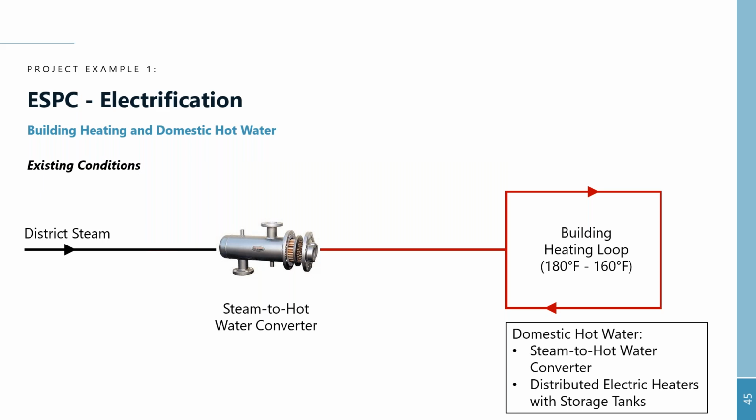So the existing conditions, as I said, we're getting district steam. The building heating loop is 180 degrees to 160, and that terminal equipment, everything tied to it, was going to remain.